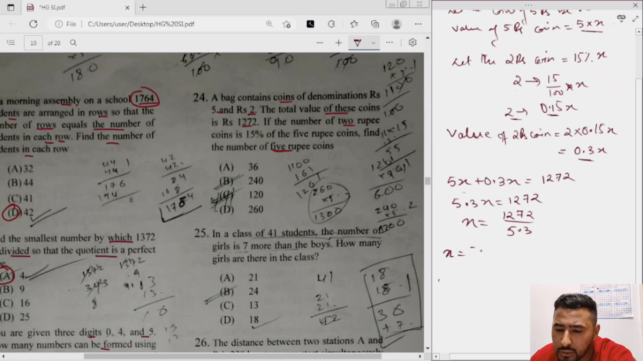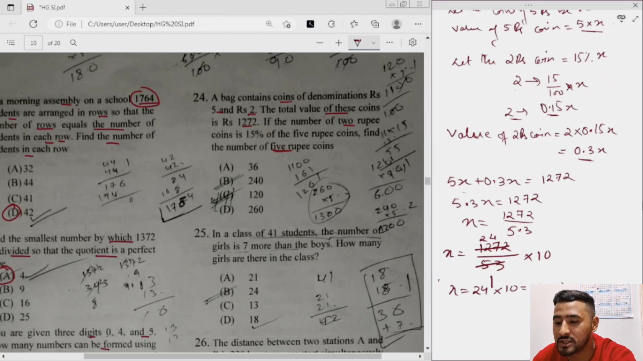X is equal to 1272 by 53 into 10. I'll write it clearly. I hope you know how I got this 10. 5.3 can be converted into 53 by 10, so you can write it on the upper side. Cancel now. 53 1 is 53, 53 2 is 106, then 212 remains. 53 into 4 is 212, so the remaining will be x equal to 24 into 10, which is 240.